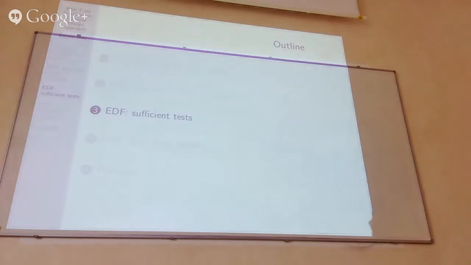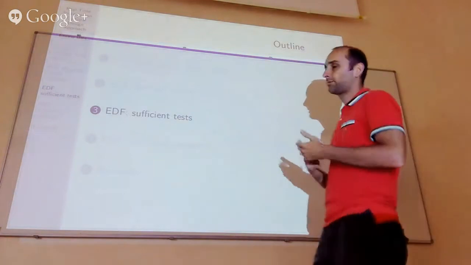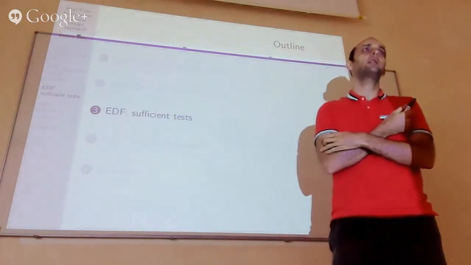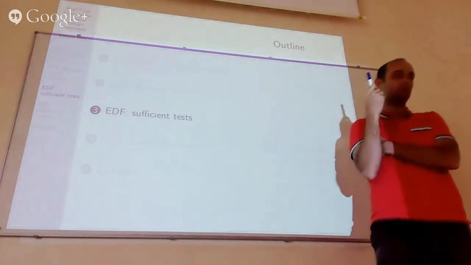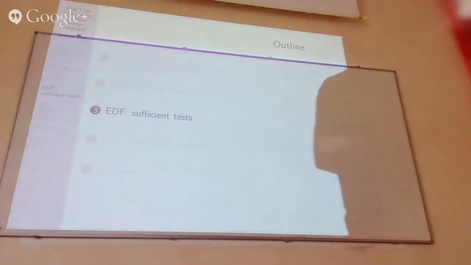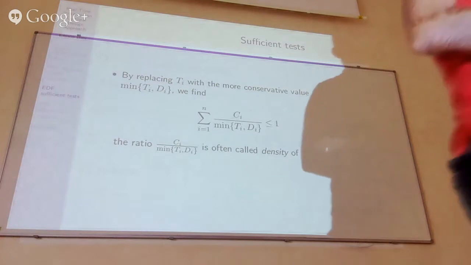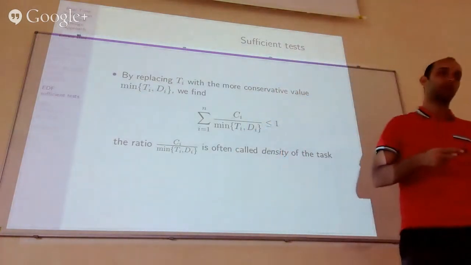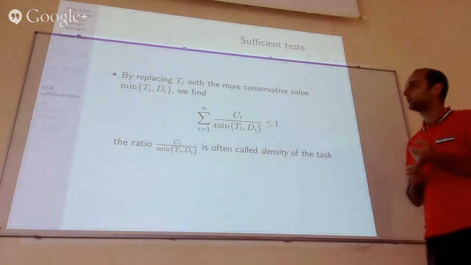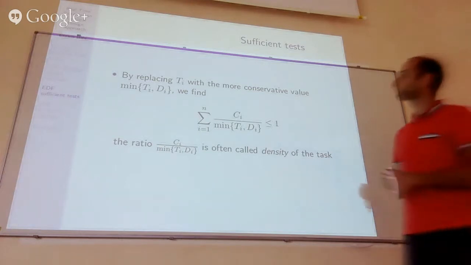Then, of course, once we have exact tests, theoretically speaking, QPA is still not polynomial, because when utilization is large it still takes quite a lot of time, and the demand function test takes a lot of time. So there is an interest in developing sufficient tests for the arbitrary deadline or constrained deadline case, which help you to find a good solution.